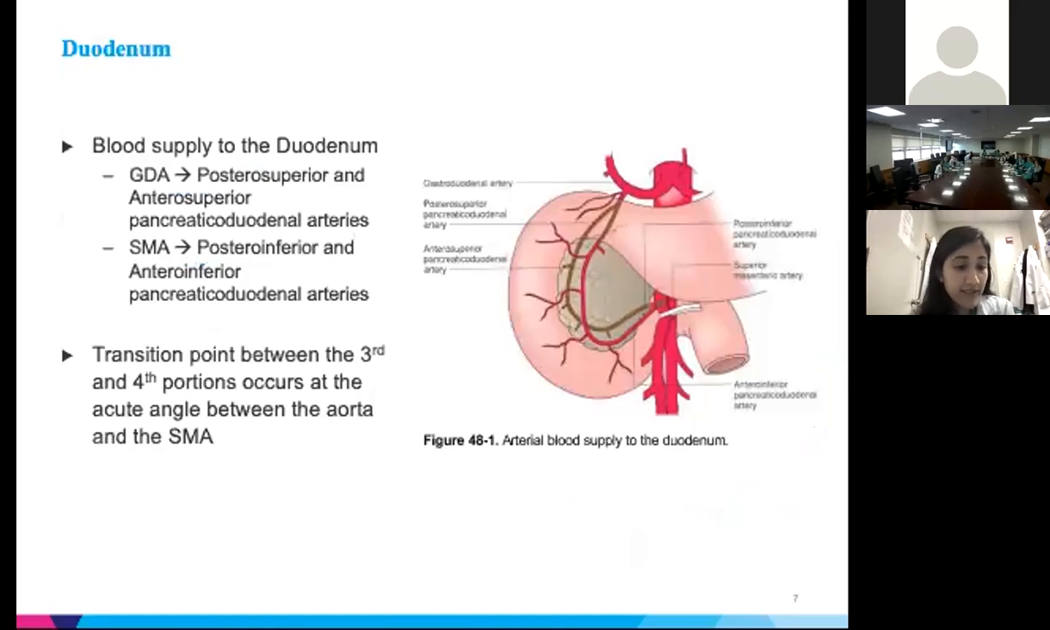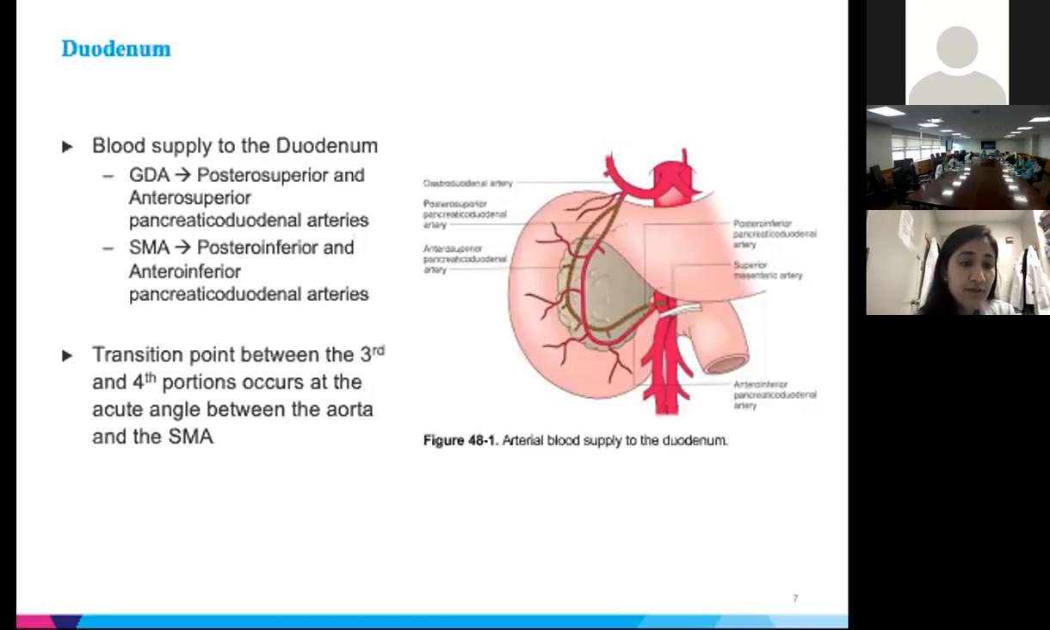The blood supply to the duodenum. The superior portion of the duodenum is supplied by the posterior superior and anterior superior pancreaticoduodenal arteries from the GDA. The inferior portion, on the other hand, is supplied by the posterior inferior and anterior inferior pancreaticoduodenal arteries that come from the SMA. So the superior portion comes from the GDA, and the inferior portion comes from the SMA, just like the rest of the small bowel.